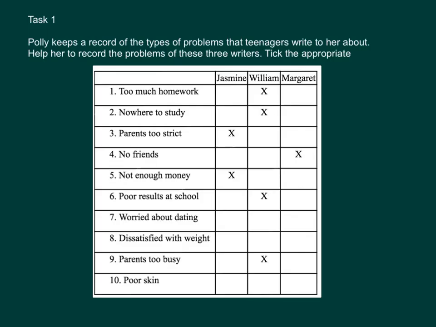Task 1. Polly keeps a record of the types of problems that teenagers write to her about. Help her to record the problems of these three writers. Take the appropriate.